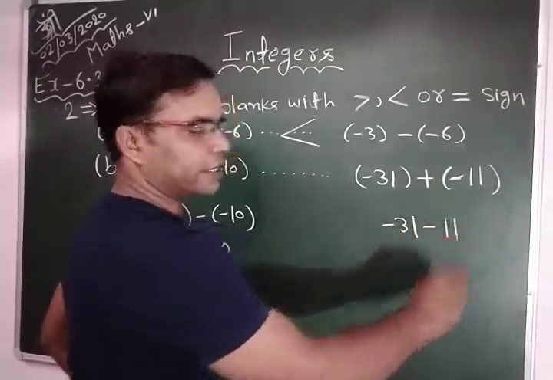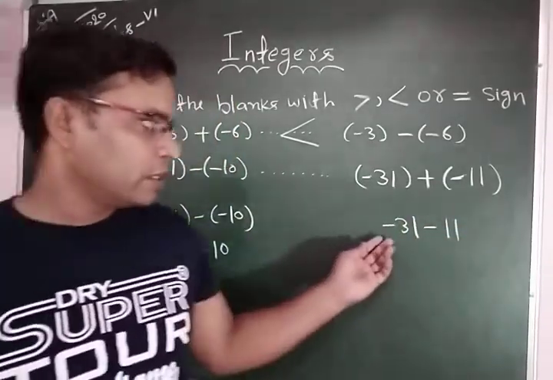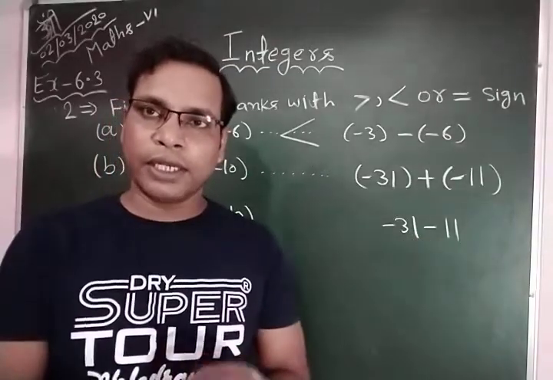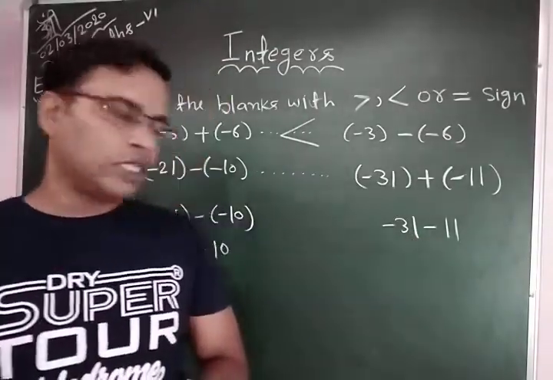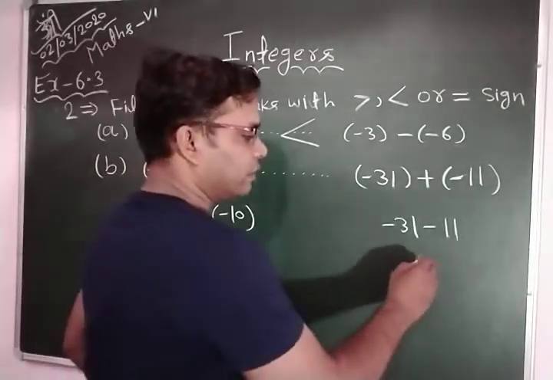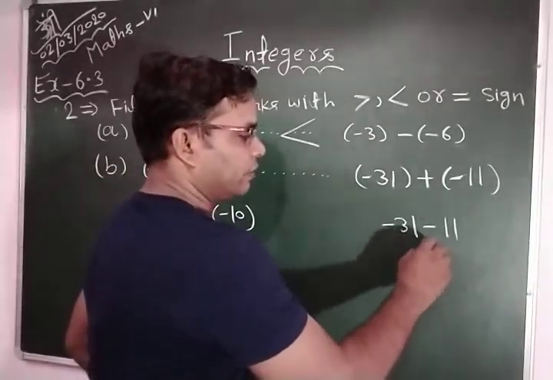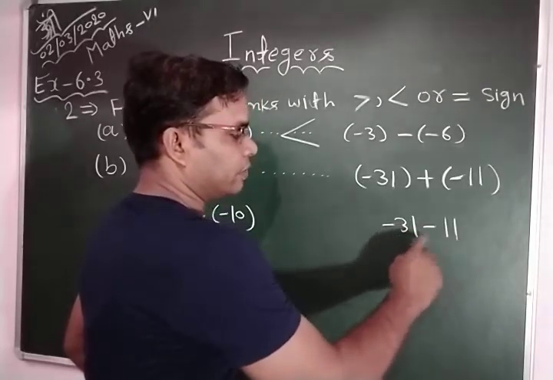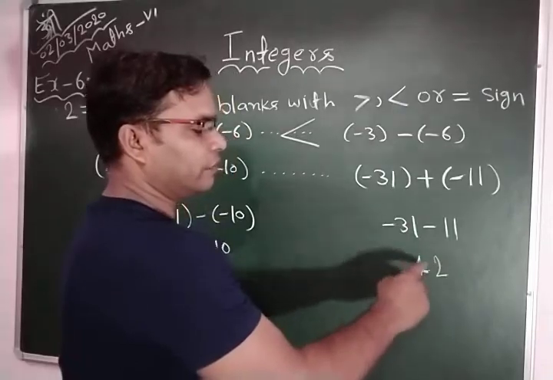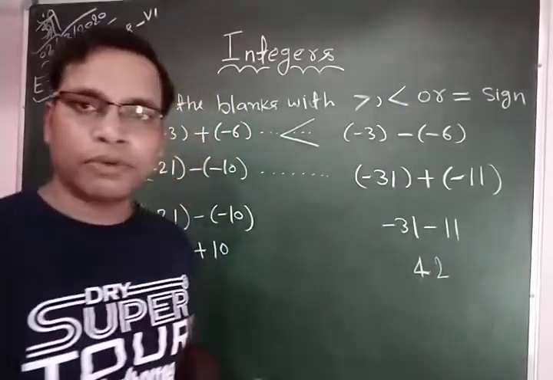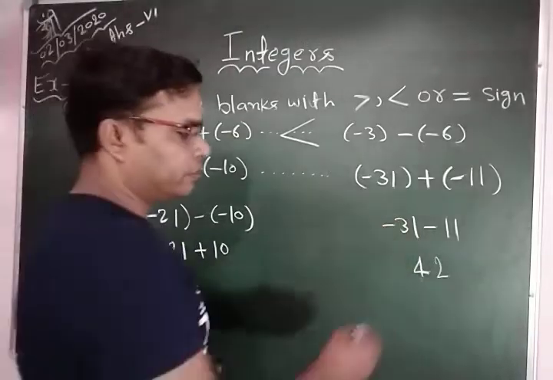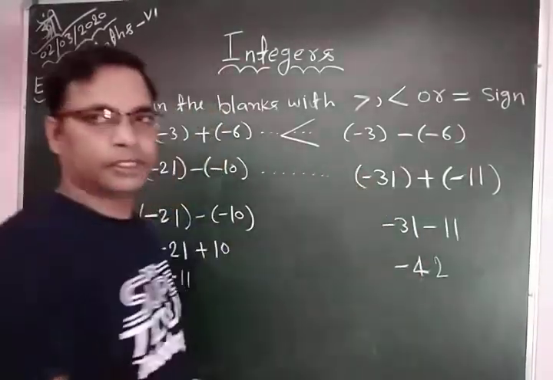And you write 11 as it is. So you can see here both integers have minus sign. Okay, so we add them. So 31 plus 11 is 42. 1 plus 1 is 2, 1 plus 3 is 4. And what is the sign of 42? Because both are in minus sign, so we write here minus.